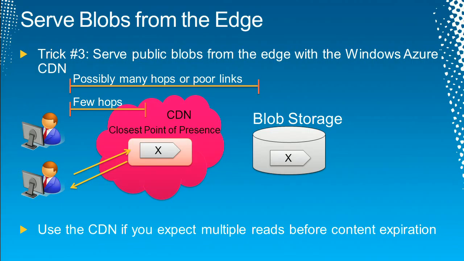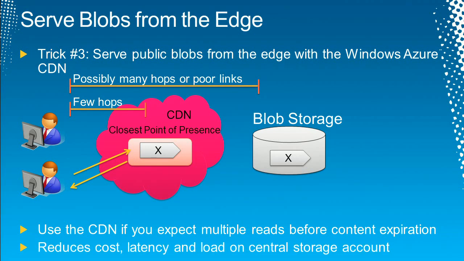And so this is really great if you've got public content and you expect that content to be read more than once in a region between the time that the content comes into existence and the time that it expires from the cache. If you only expect it ever to be read once, don't do this. But more than once, it's worth it. And it'll do a couple of things. It'll actually reduce your cost because you'll pay less for the bandwidth between the Brazilian guy and the Brazilian point of presence. It'll reduce the load on your central storage account, and it'll reduce the latency for your users.